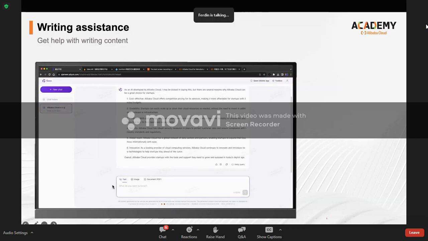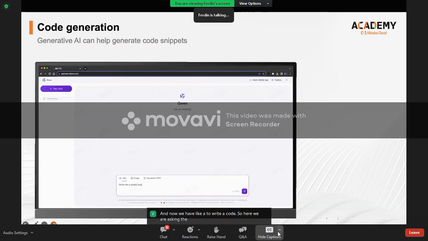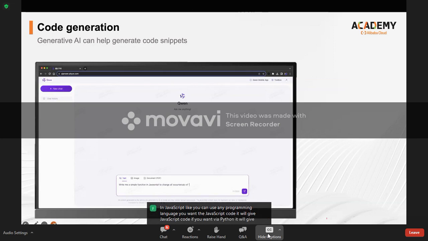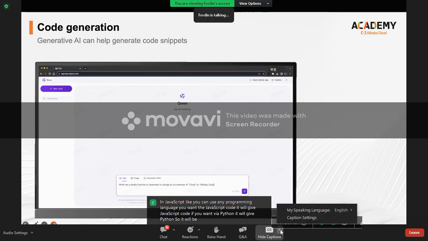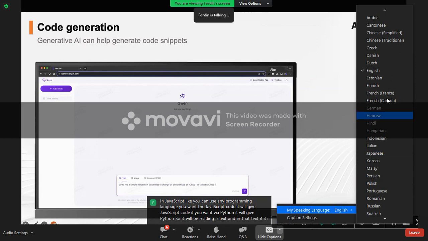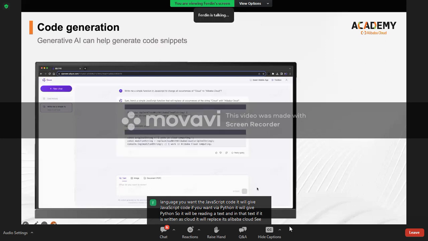So we have seen this demo, and now we have to write code. Here we are asking the Gen AI system to write a simple function in JavaScript. You can use any programming language. If you want JavaScript code, it will give JavaScript code. If you want Python, it will give Python. It will read a text, and if the text says cloud, it will replace it with Alibaba cloud. See, you are getting the source code in JavaScript itself.